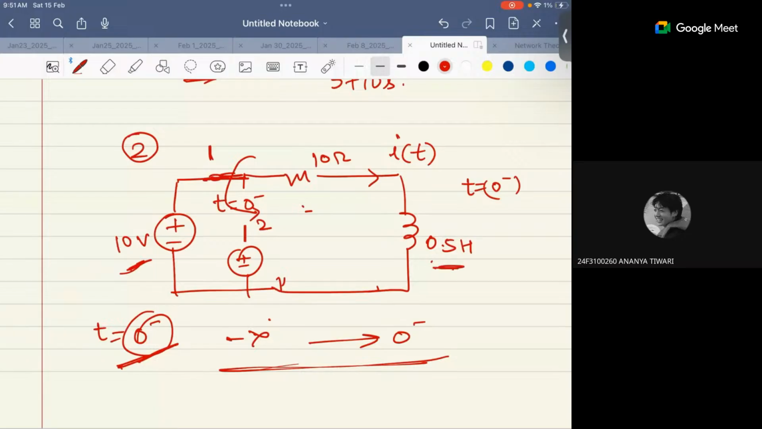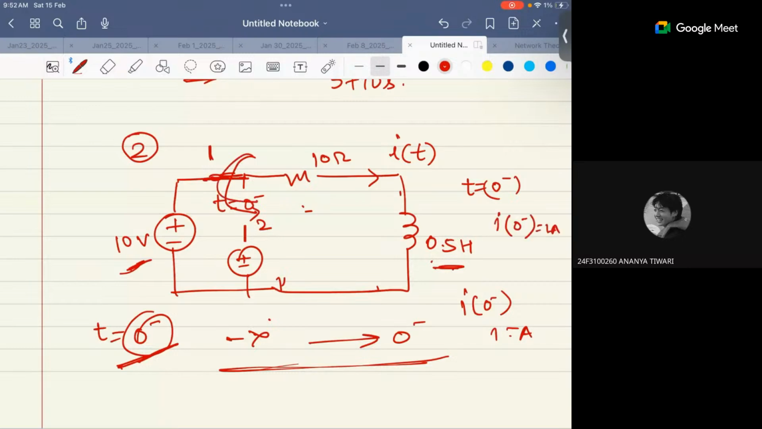Correct? So there will be some current, right? So there will be some current through this inductor. So there will be for sure I of 0 minus. 1 ampere. Okay. Now, yeah, 10 upon 10, 1 ampere. Correct. So I of 0 minus, you already know that is equal to 1 ampere.